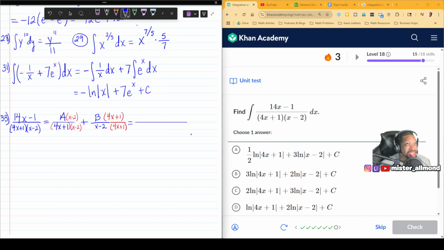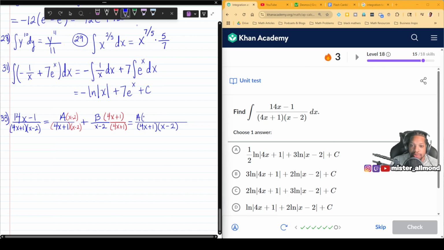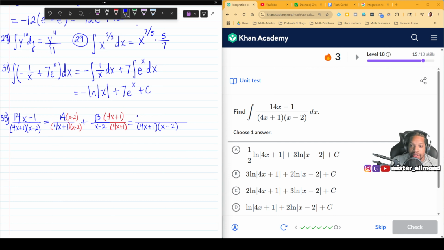I haven't done partial fractions in a month, maybe a little under a month. So hopefully I can remember how to do this. Okay, since I have common denominators, I can write my one big denominator, x minus 2. And then on top, I got a times x minus 2. Actually, I'm going to distribute now. If I distribute my a, then I'll get ax minus 2a plus 4bx plus b.